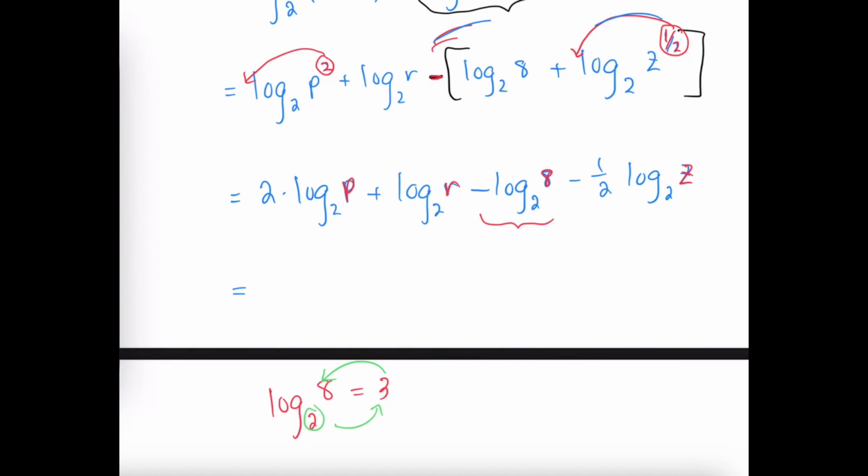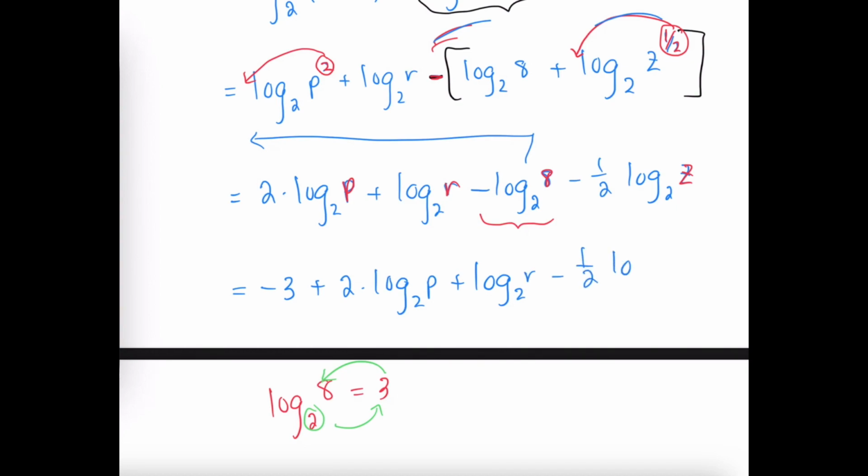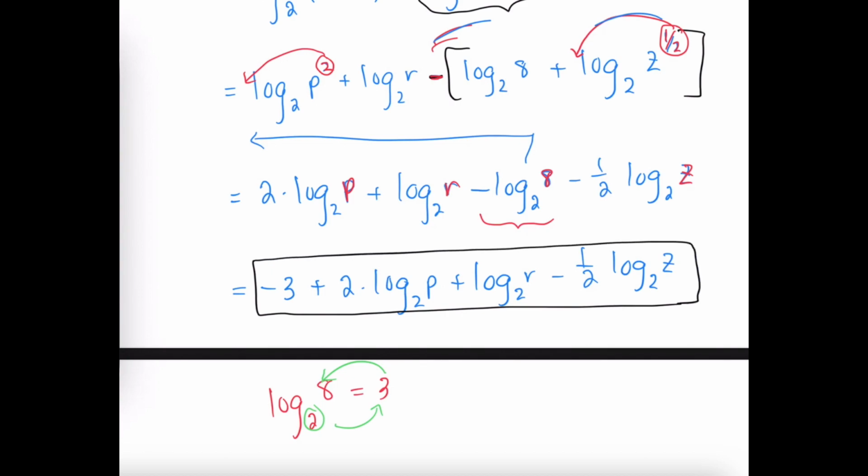Because this 3 occurs in the middle of this expression, I'm actually going to move it to the front so that it doesn't accidentally get tangled up in the argument of these other logarithms. So writing that negative 3 at the front, and then I'm going to have plus 2 times the log base 2 of p plus the log base 2 of r minus 1/2 times the log base 2 of z, and this is our final expansion. Nothing else can be evaluated or expanded for that logarithmic expression.